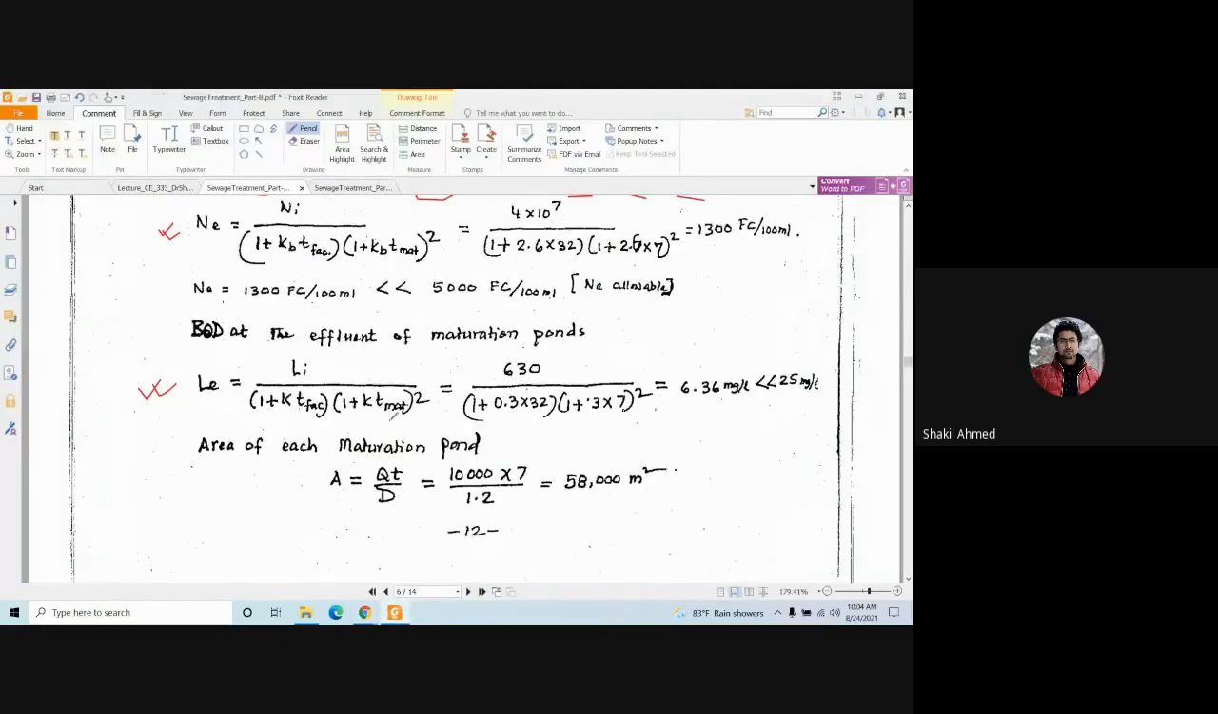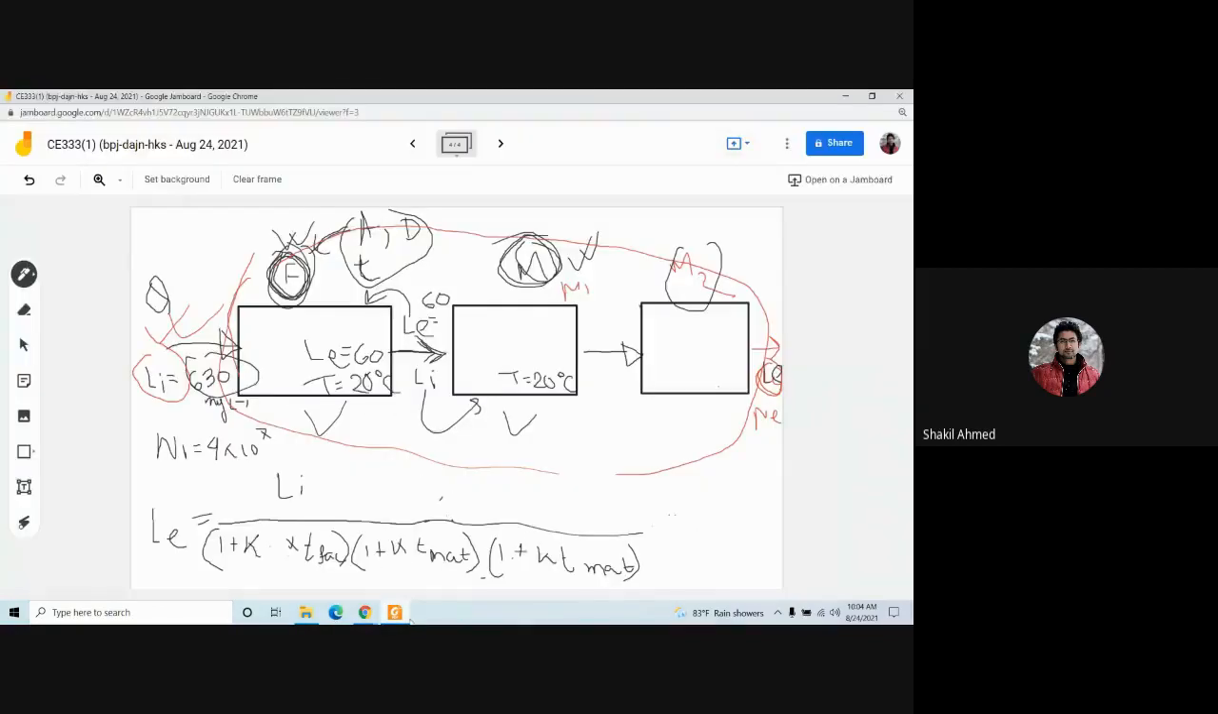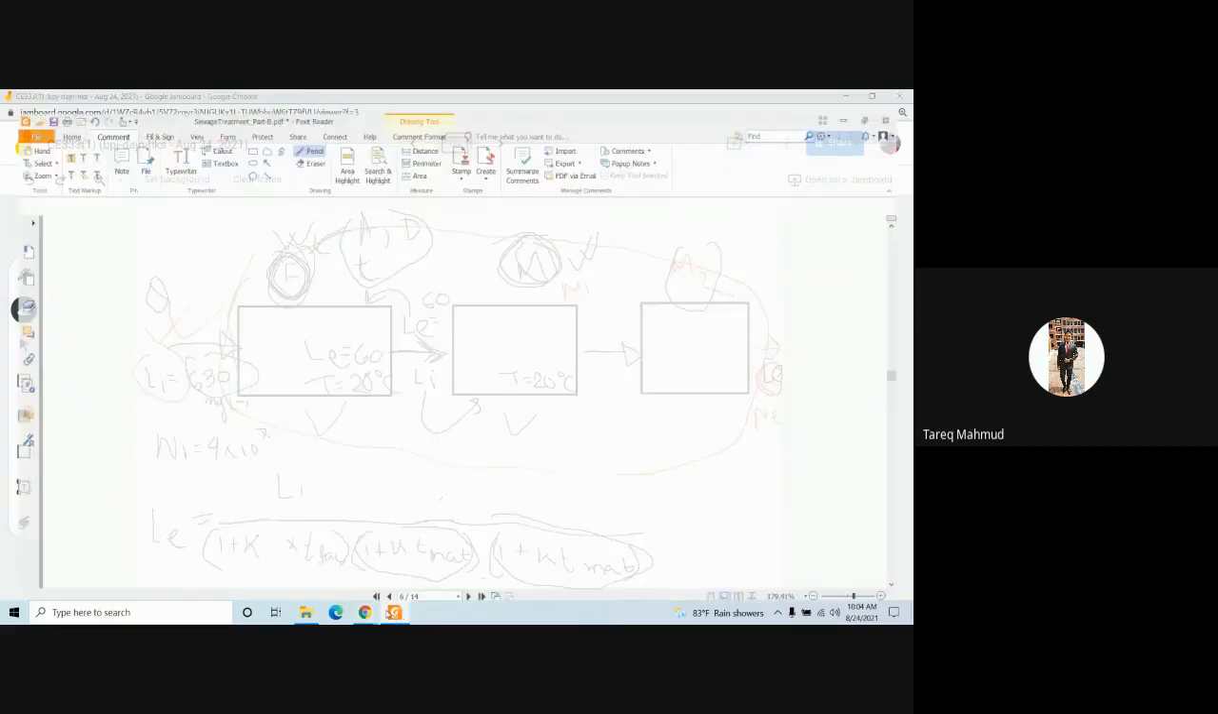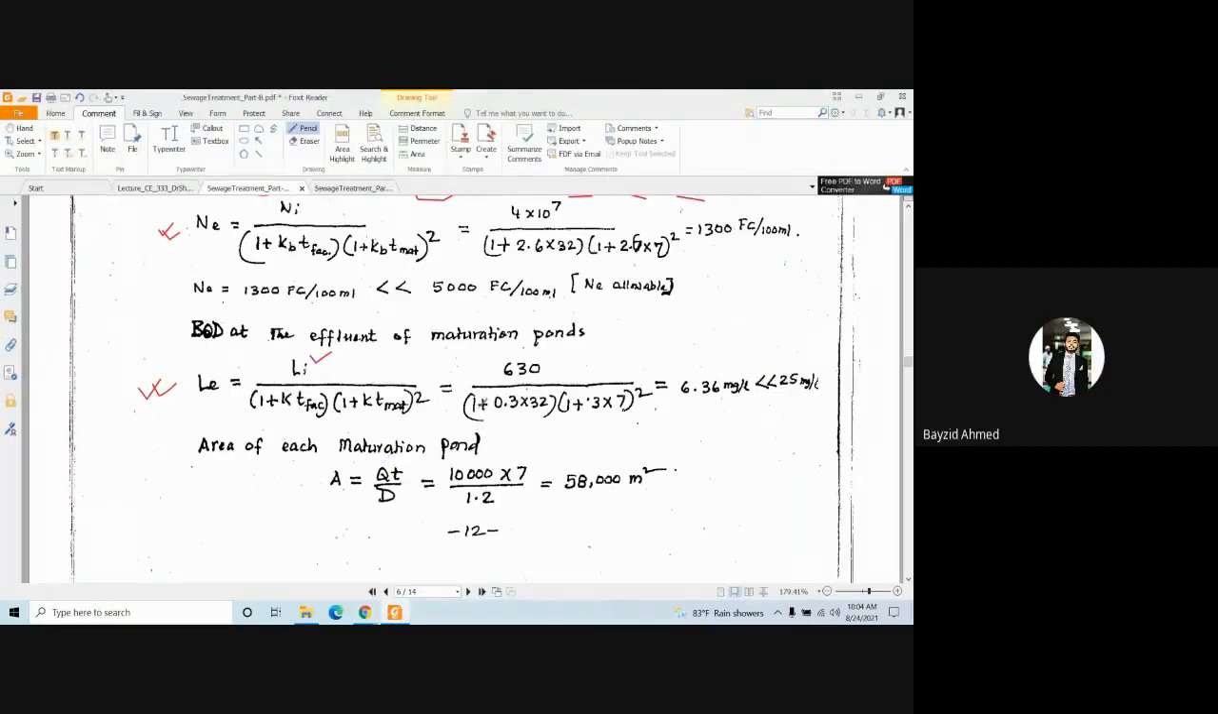Look, Li divided by 1 plus K T facultative, times 1 plus K T maturation squared, because these two are the same, so you can just write square. Clear? Yes, sir.